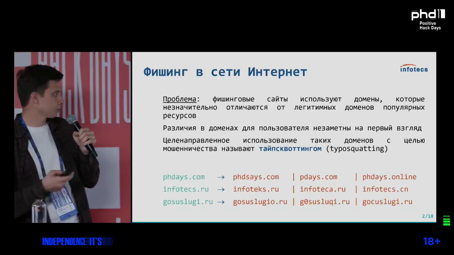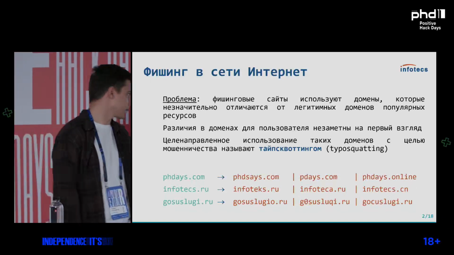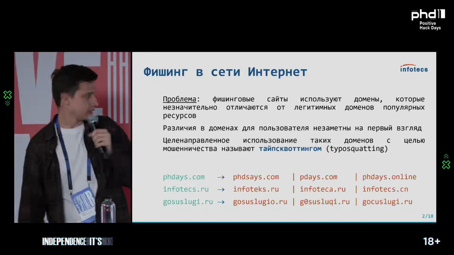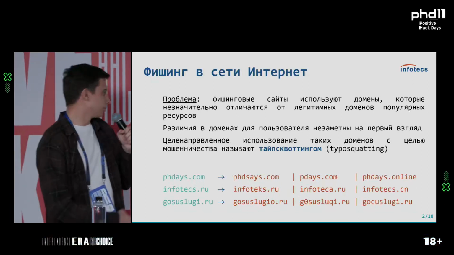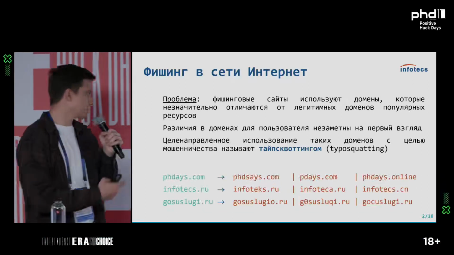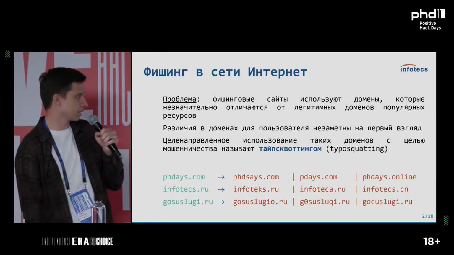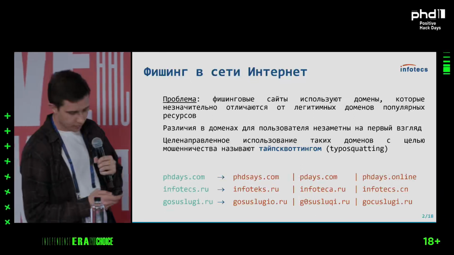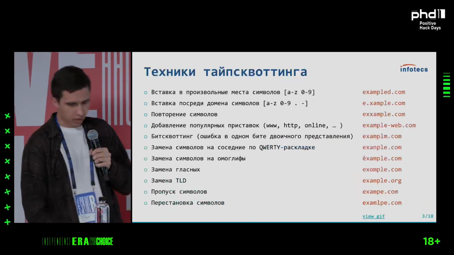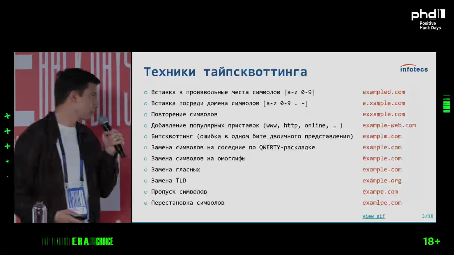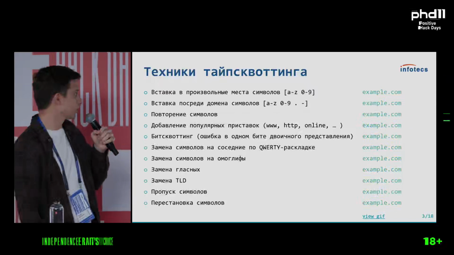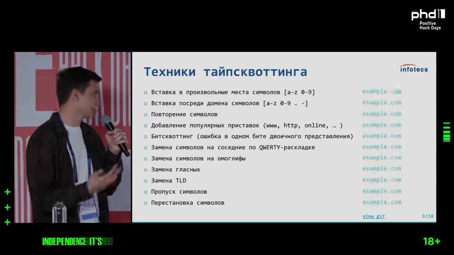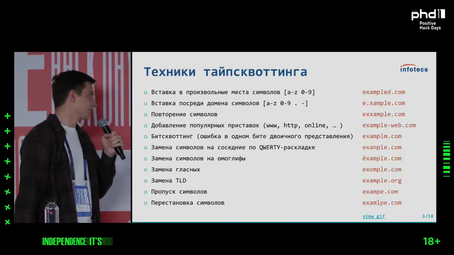Usage of such domains is called typosquatting, for typos, and here are three domain names: PHDays, Infotex, and Kososlogin. All the options are available for purchase. Let me describe how those domain names are created.